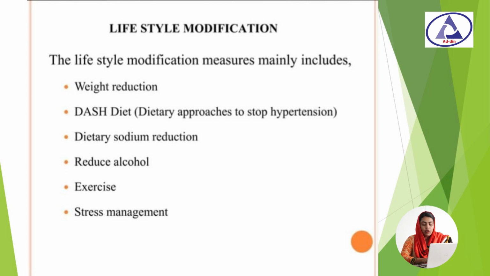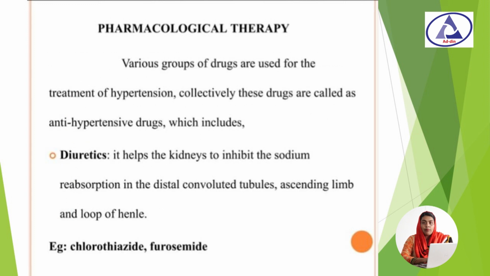Now, lifestyle modification. The lifestyle modification includes mainly weight reduction, DASH diet, which means dietary approaches to stop hypertension, dietary sodium reduction, reduced alcohol, exercise and stress management. Now, pharmacological therapy. Various groups of drugs are used for the treatment of hypertension.